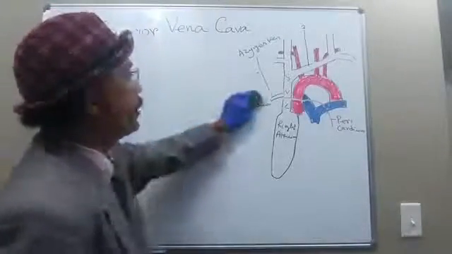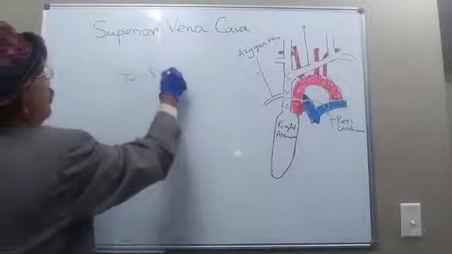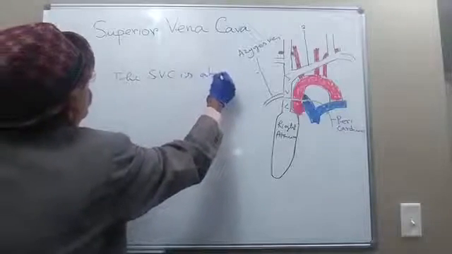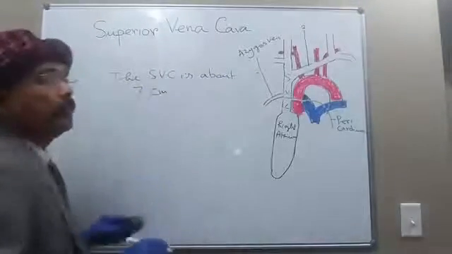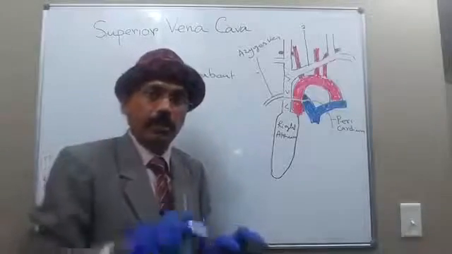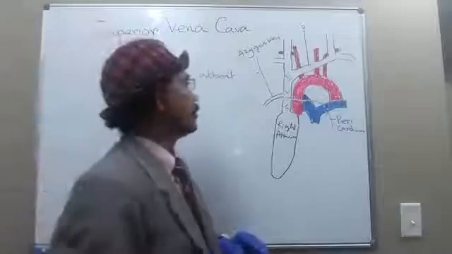How long is the superior vena cava? The SVC is about 7 centimeters in an adult male. It is variable depending on the individual physique, but it is around 7 centimeters.